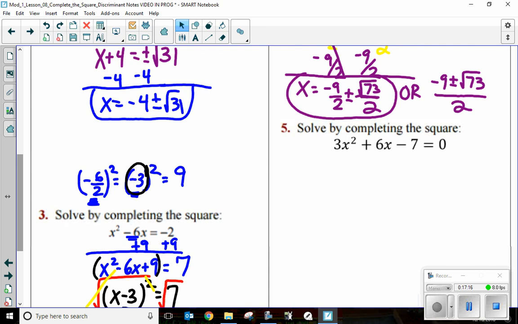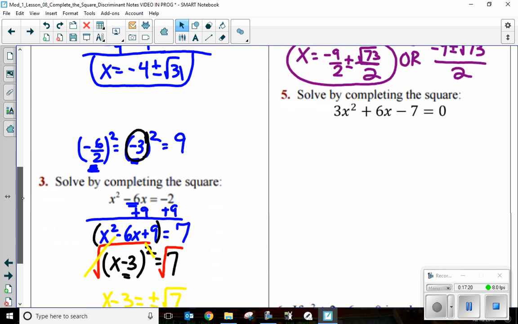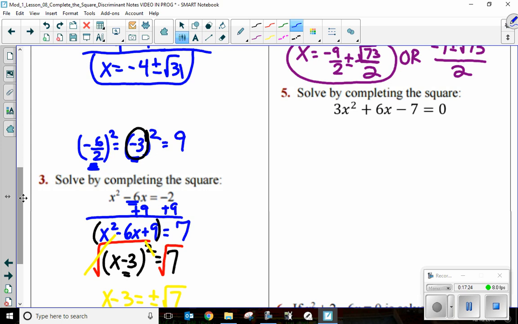Number 5. Holy cow, is there 6 problems? Wow, we better get moving. All right, number 5. Oh, look at them do it to us again. I want to make in front of x squared a 1. x squared plus 2x minus 7/3 equals 0.